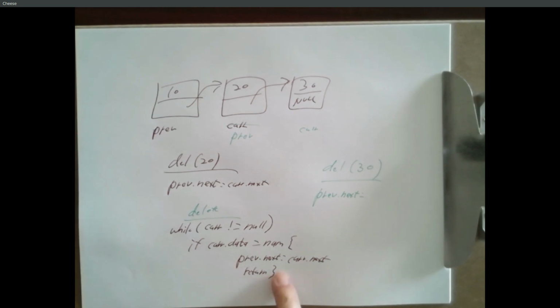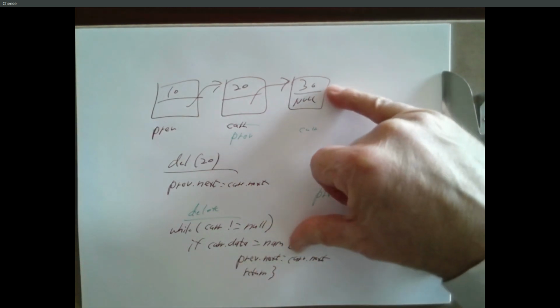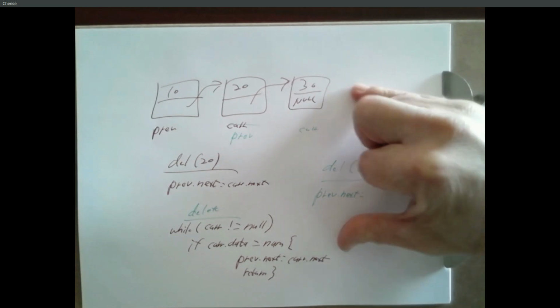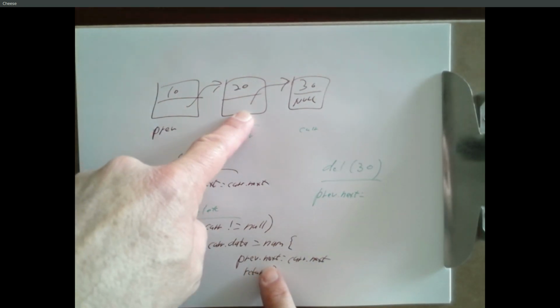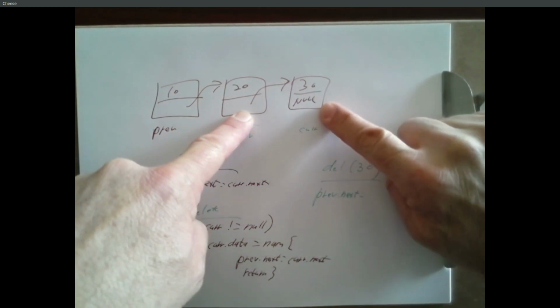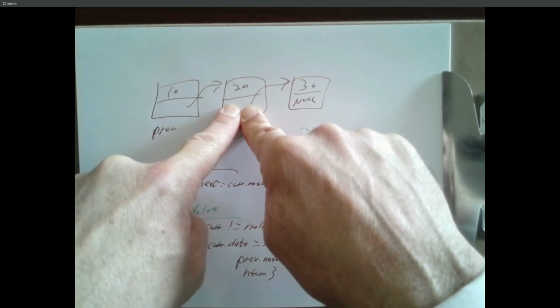I think that'll work even if you go all the way down to the last node. So if you get down to the last node, current's not null, current data is 30, that's equal to the thing you're trying to delete. So it'll set previous next, that's this node's next, equal to current next, which is null. That pops a null in here, which is exactly how you delete the 30.